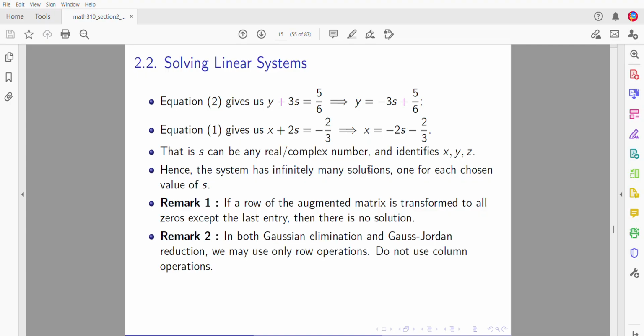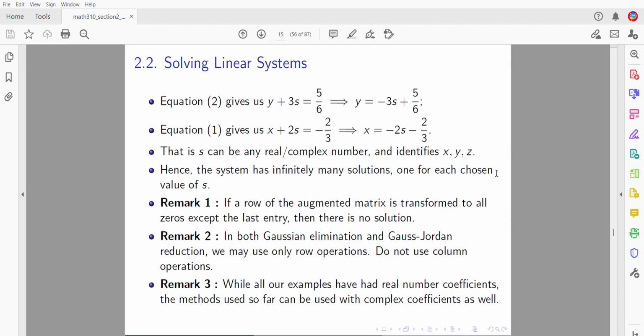Remark 2. In both Gaussian elimination and Gauss-Jordan reduction, we may only use row operations. Do not use column operations. Remark 3. While all our examples have had real number coefficients, the methods used so far can be used with complex coefficients as well. The same methods work if you have equations involving complex numbers.